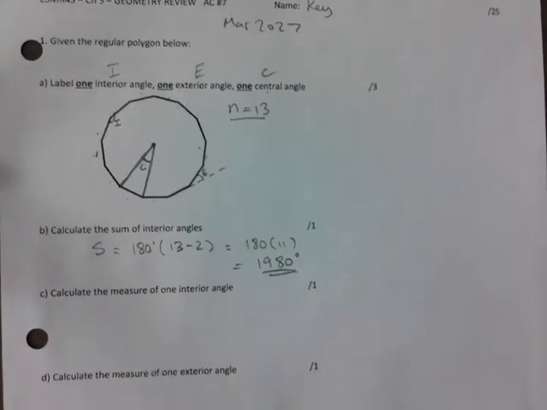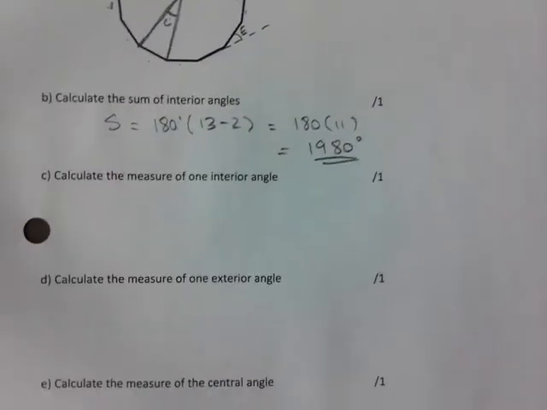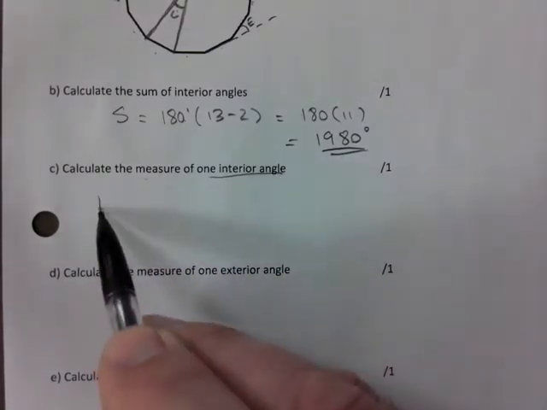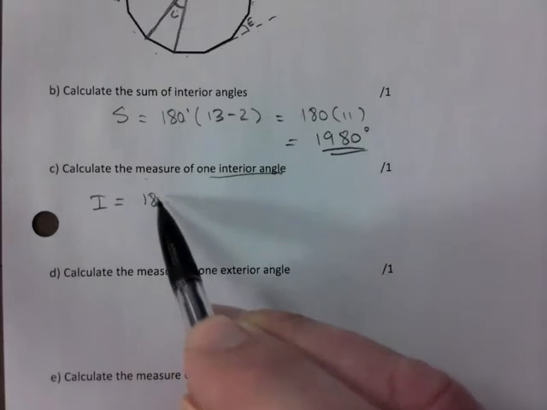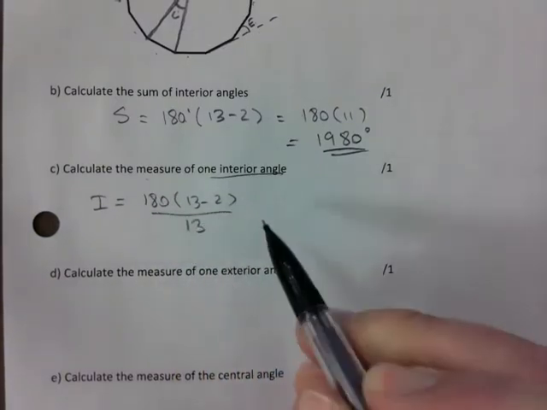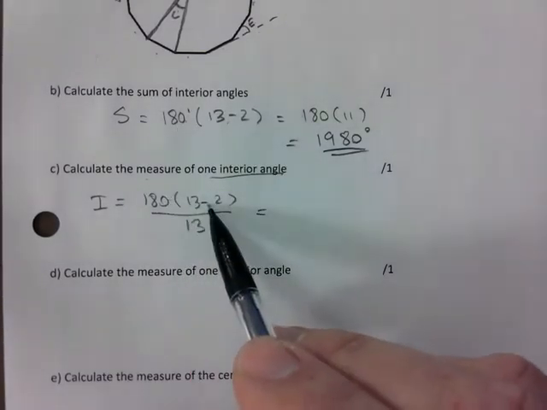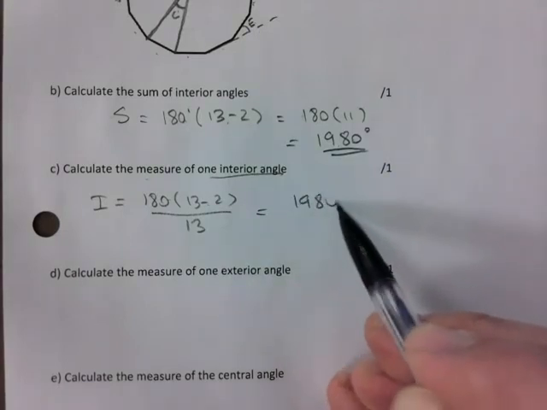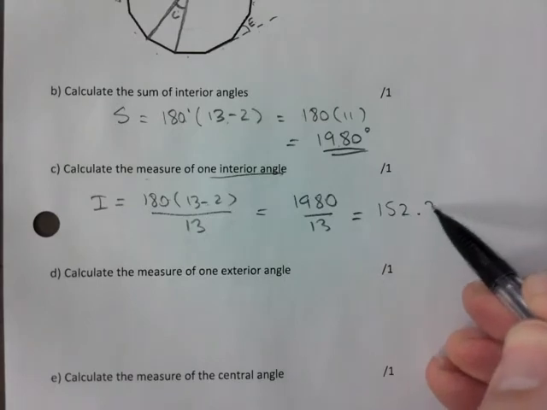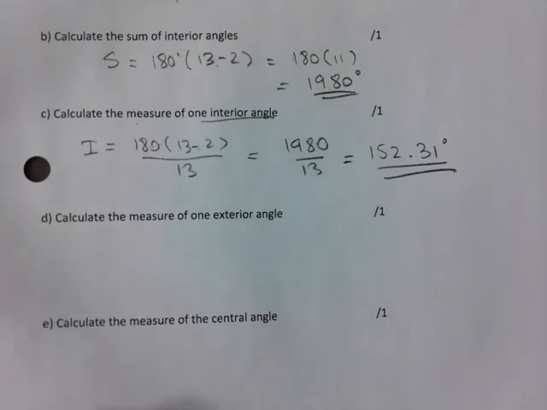Okay, 1980 is your, I can zoom in a little bit, right? There we go. 1980 there. Calculate the measure of one interior angle. The interior angle is 180 times n minus 2 divided by n. So essentially, it's the same thing. So I'm just going to go 1980 divided by 13, and that is 152.31 degrees. 1 mark for that answer.